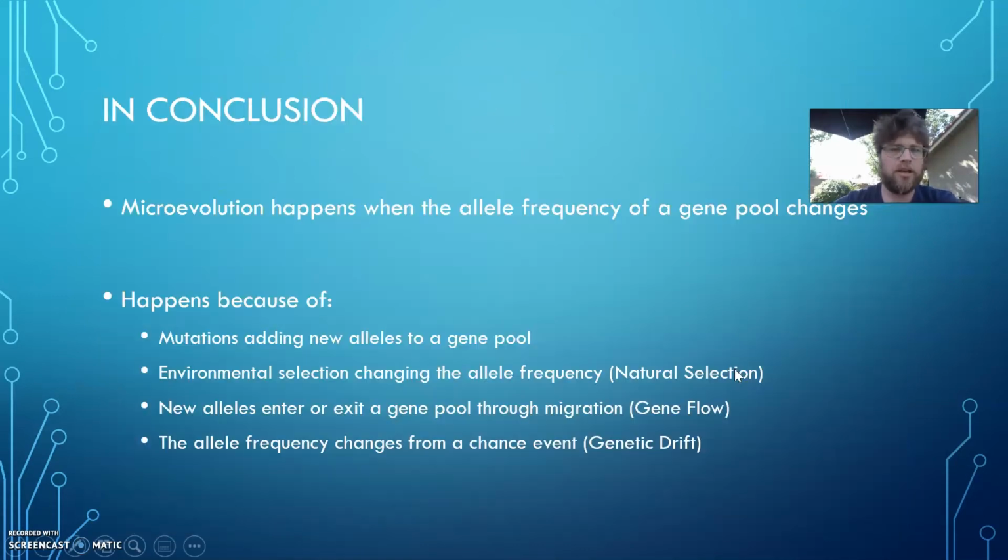So, in conclusion, microevolution happens when the allele frequency of a gene pool changes. This can happen from a mutation being added to the gene pool. It can happen during natural selection, the environment selecting for one beneficial allele over another. You can have gene flow where new alleles enter or exit, and then you can also have genetic drift, where the allele frequency changes by some chance event.